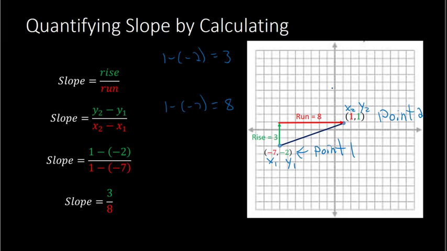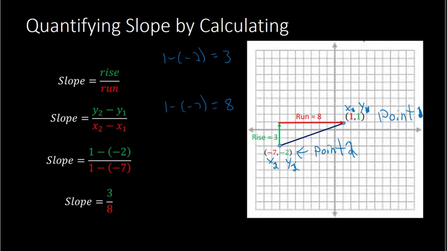Now take note that when we're doing this, it also does not matter which one is point 1 or which one is point 2. If I wanted to, this could be my point 2. So then this would be x2 and y2. Then over here, this could be point 1. And then this would be x1 and y1.